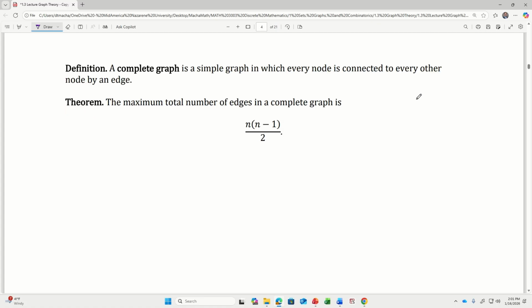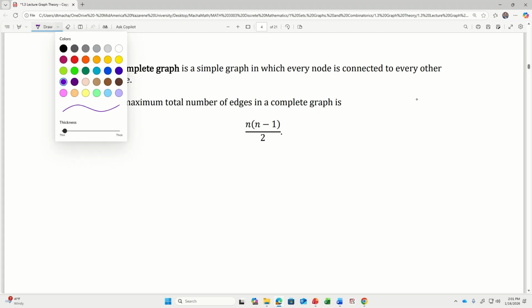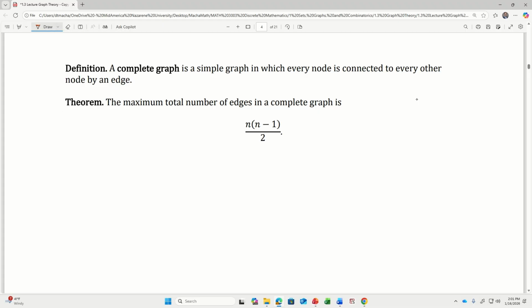A complete graph. I told you there's a lot of vocabulary. A complete graph is a simple graph in which every node is connected to every other node by an edge. It's as connected as possible. The maximum total number of edges in a complete graph is n times n minus 1 over 2.